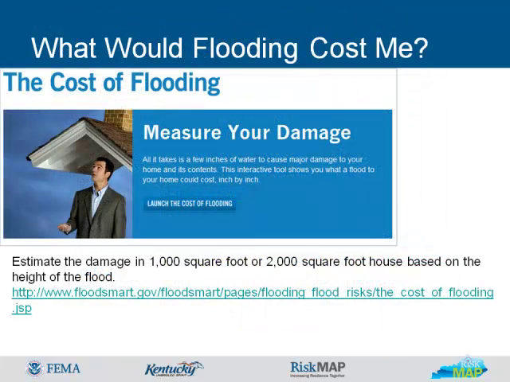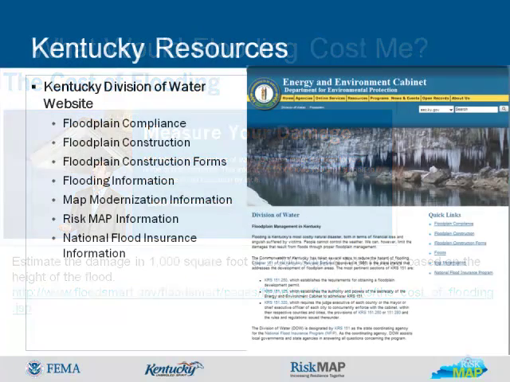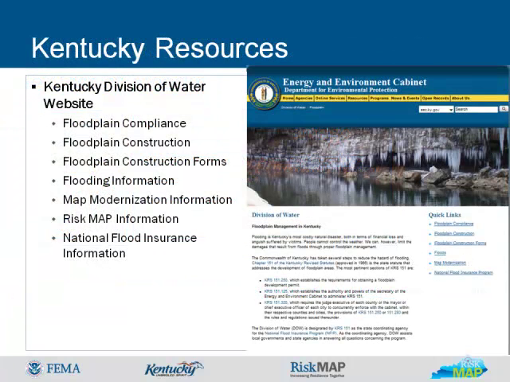The What Would Flooding Cost Me tool is a tool where the user can estimate the cost of flooding on FloodSmart.gov for either a 1,000 square foot or 2,000 square foot house. The Kentucky Division of Water provides information regarding floodplain management and flood insurance on its website, including floodplain compliance, such as floodplain construction forms, flooding information, map modernization information, risk map information, and NFIP information.